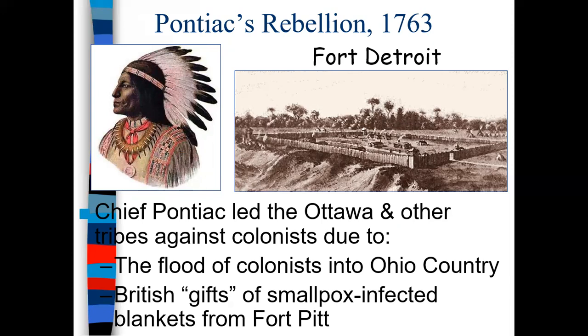And this is partially because of settlers just going there, and partially because the British are intentionally trying to spread smallpox to their population and kill them off. So they're a little angry about that.